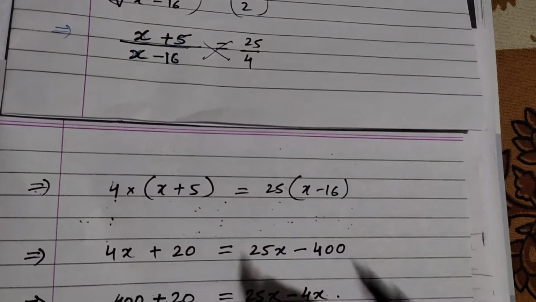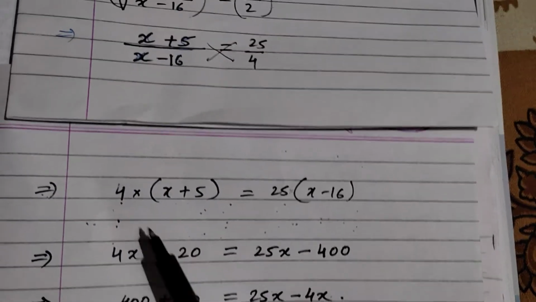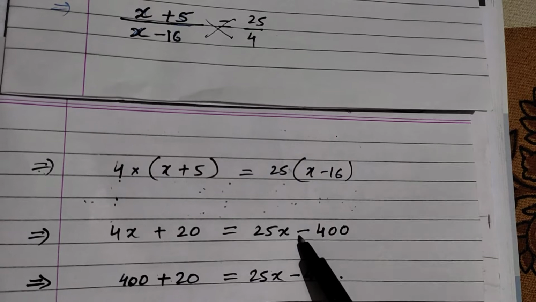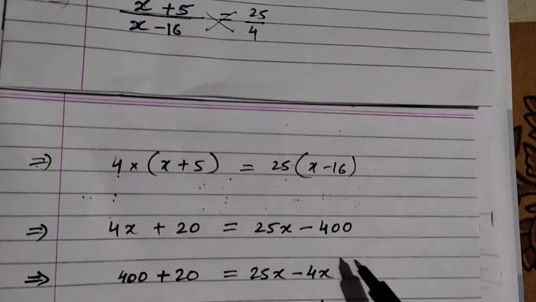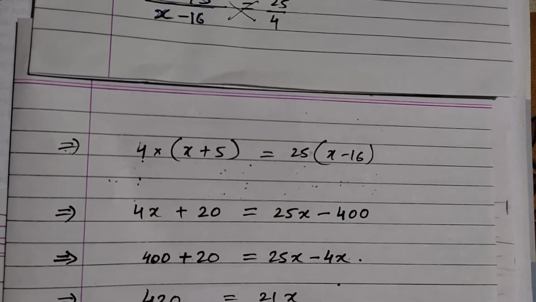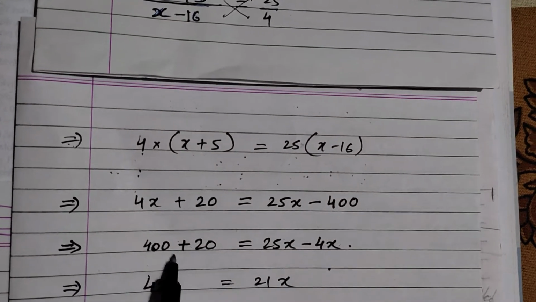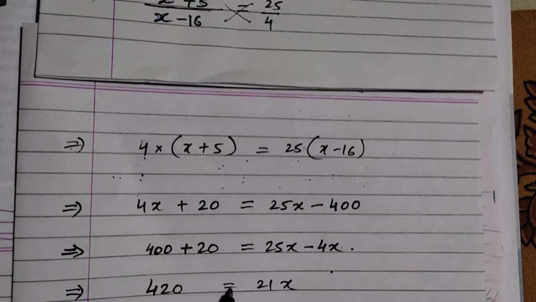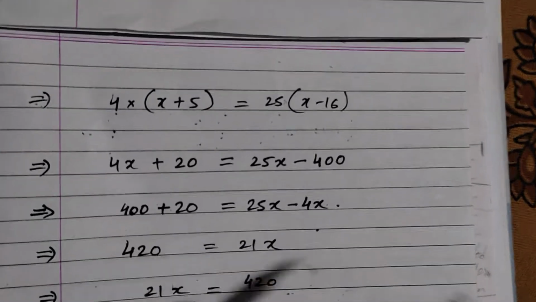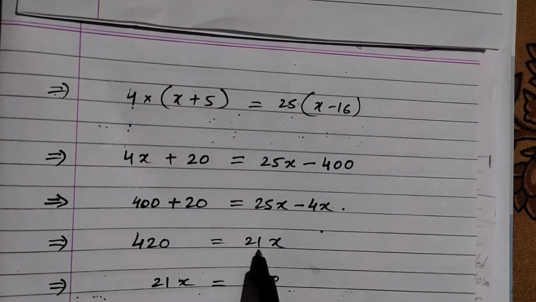Afterwards, when 4 multiplies with x, the answer is 4x, plus 4 multiplied by 5 is 20, is equal to 25x minus 25 multiplied by 16, which is 400. Now let's write the same terms on one side, the x terms on one side and the simple terms on the other side. So 400 plus 20 is equal to 420, is equal to 25x minus 4x, which is 21x.